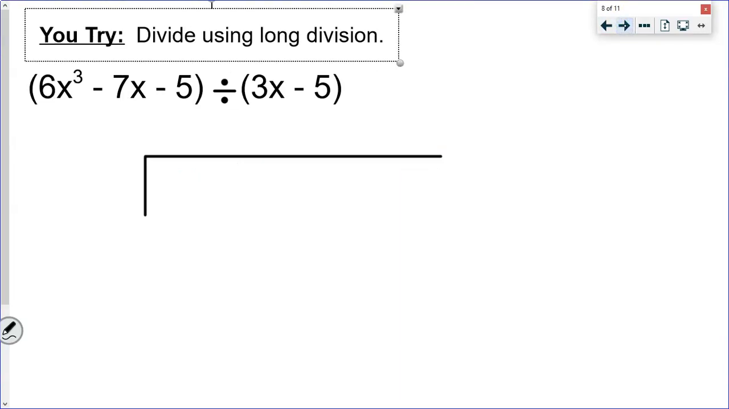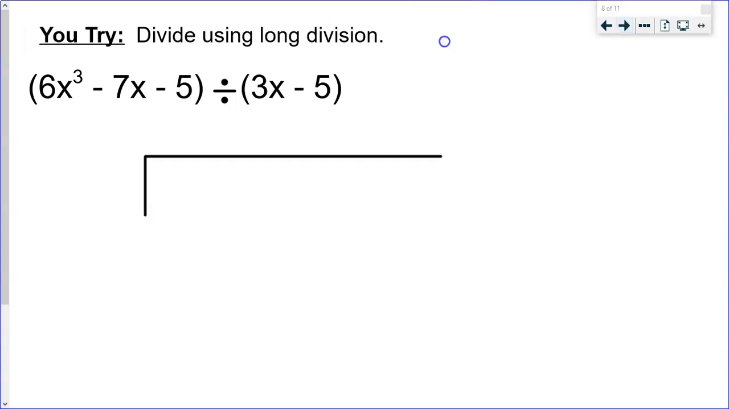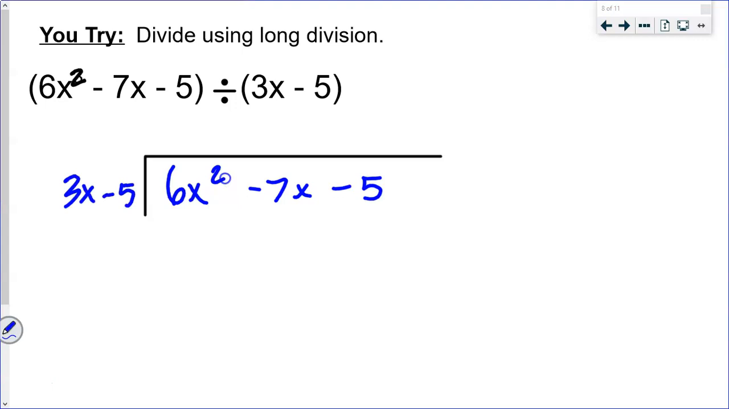This is the you try. I'd like you guys to go ahead and try this one. And so once again, we've got 6x to the third. Now, this time, did you guys notice that we're missing a term? Correction. This should be a second, y'all. That's what it is in y'all's notes. I don't know what I did there. So that should be a second. So let's just go ahead and put the second here. Minus 7x minus 5. So again, we're going to divide that by 3x minus 5, okay?